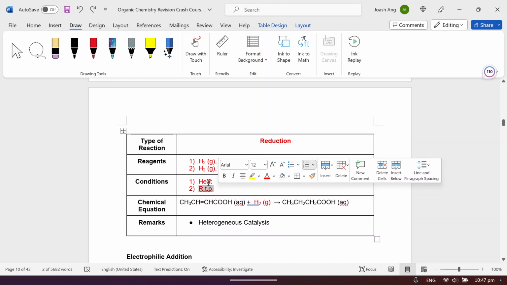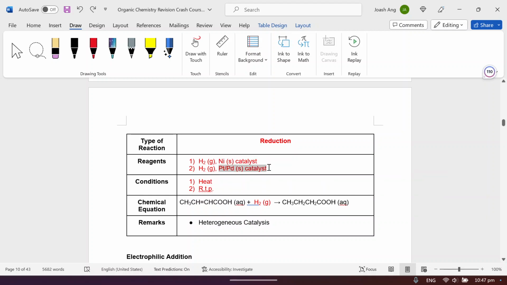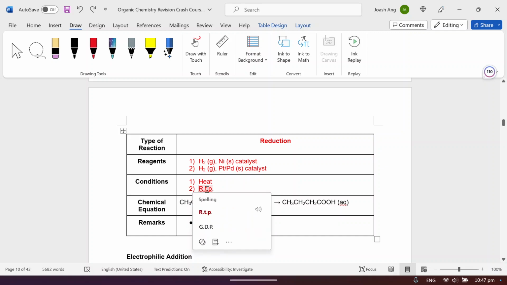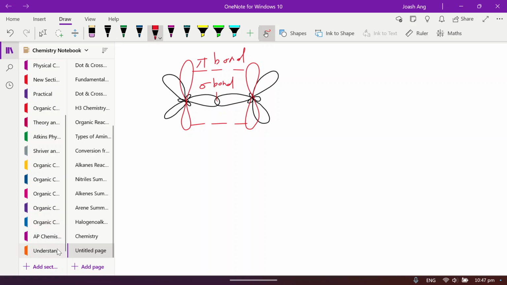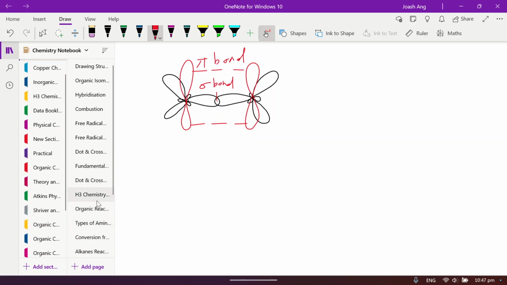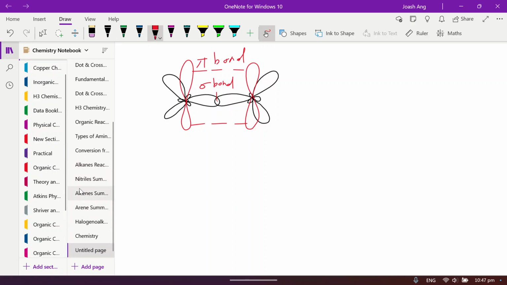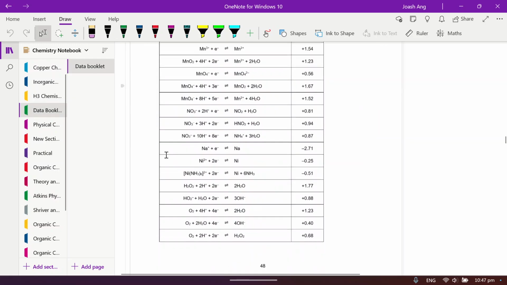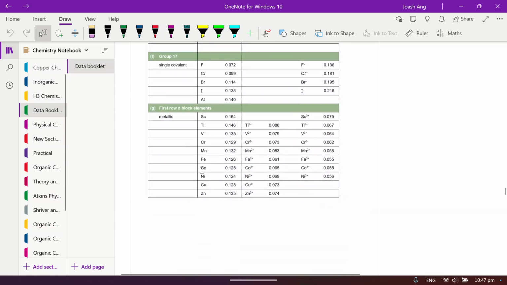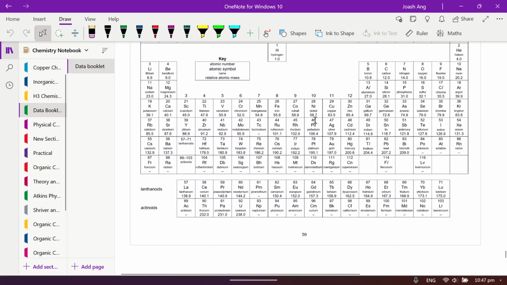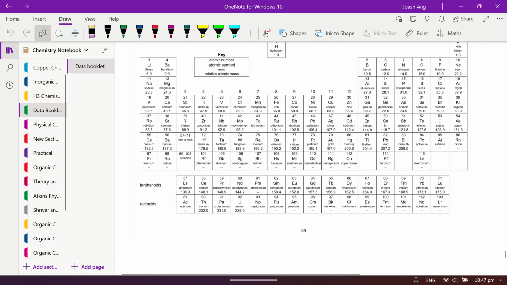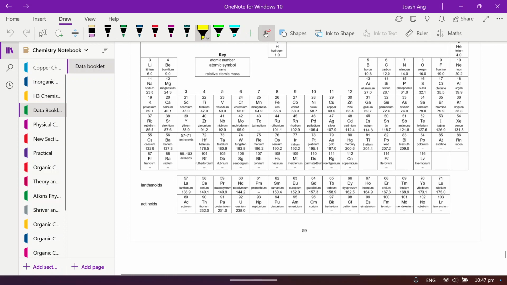So if you use nickel, you have to heat it up. If you use platinum catalyst, you have to use it at room temperature. One interesting observation, if you look at your data booklet: you see the data booklet, you realize that nickel, platinum, and palladium are on the same group. They are all in the same group.